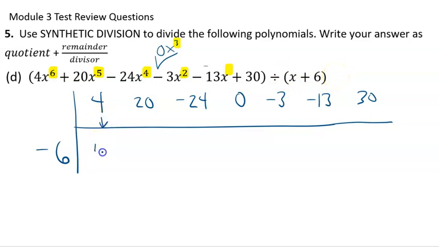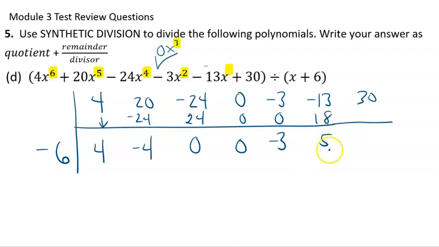The first number always comes directly down. Negative 6 times 4 is negative 24. Added to 20 is negative 4. Negative 6 times negative 4 is positive 24. Added to negative 24 is 0. Negative 6 times 0 is 0. Added to 0 is still 0. Negative 6 times 0 is 0. Added to negative 3 is negative 3. Negative 6 times negative 3 is 18. Added to negative 13 is 5. And negative 6 times 5 is negative 30. Added to positive 30, and that gives me 0.